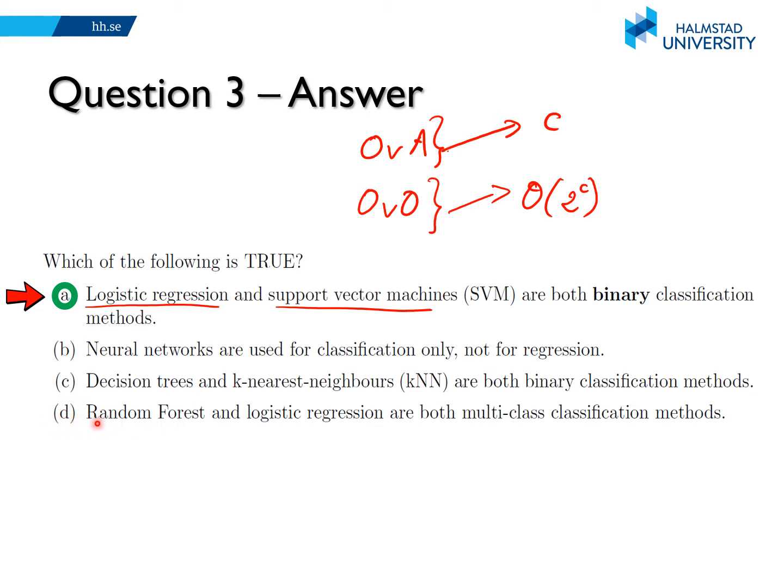Here, the random forest and logistic regression are both multi-class classification methods. This is wrong. It's correct for random forest because random forest is just an ensemble of decision trees. So it can be applied to any number of classes. But as we said previously, logistic regression is a binary classifier.